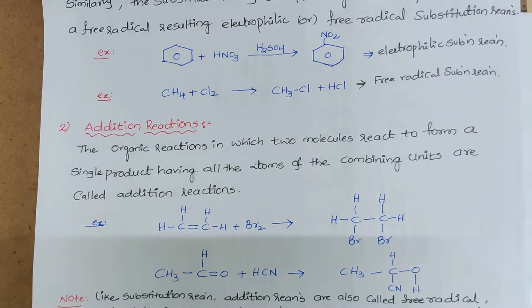These addition reactions are also classified into three types: free radical addition reaction, electrophilic addition reaction, nucleophilic addition reaction. Whether it is free radical, electrophilic or nucleophilic can be decided by what initiates the addition reaction. If an electrophile initiates it, it is called electrophilic addition reaction. If a nucleophile initiates it, it is called nucleophilic addition reaction. If a free radical initiates it, it is called free radical addition reaction.